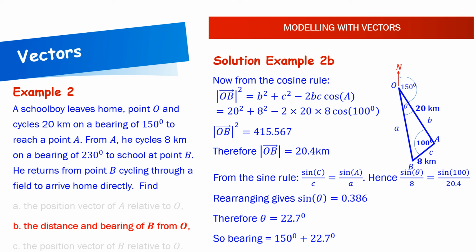And therefore the bearing is equal to 150 degrees plus 22.7 degrees, as you can see from the diagram, which is equal to 172.7 degrees, as shown.